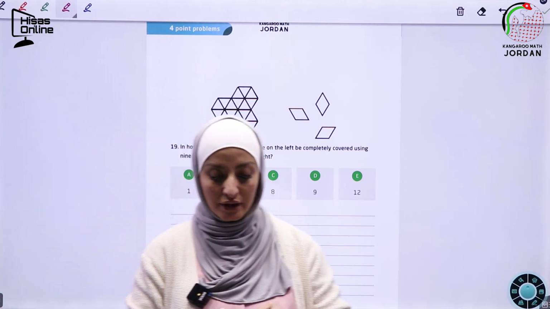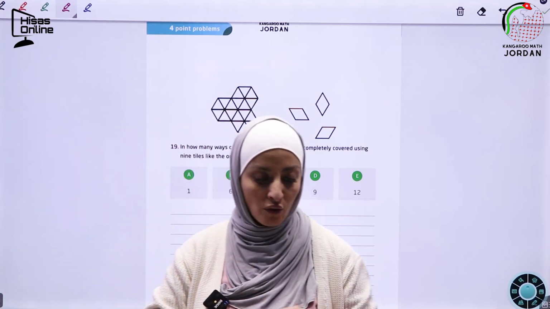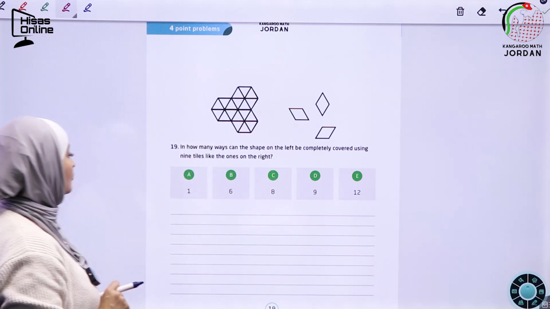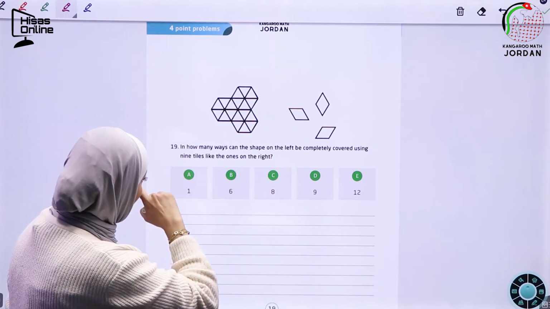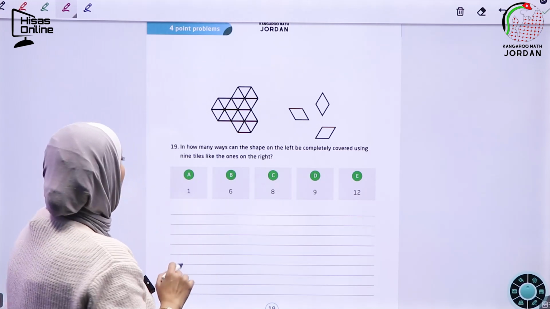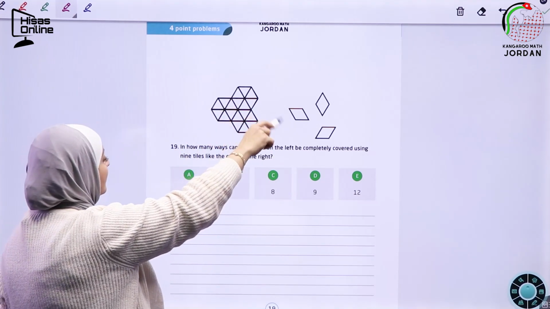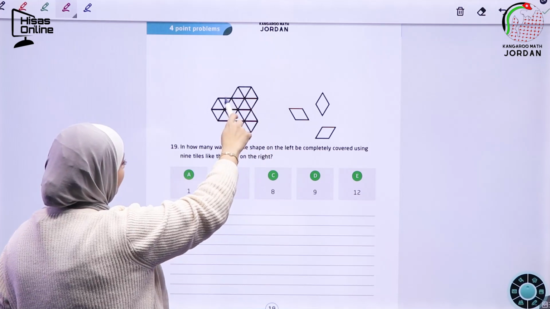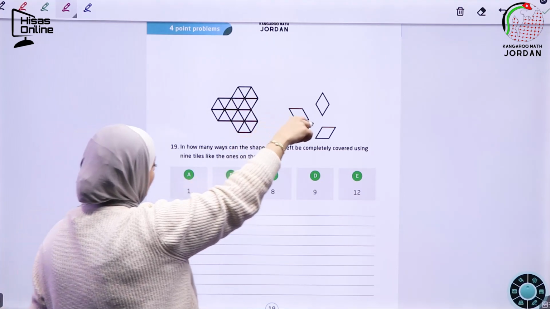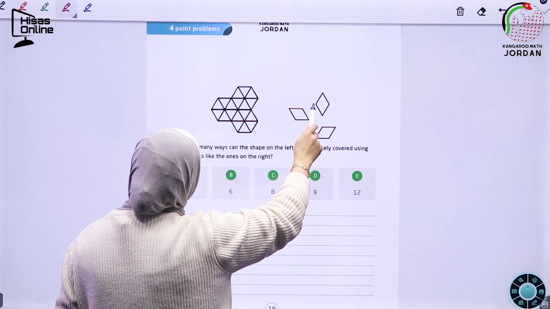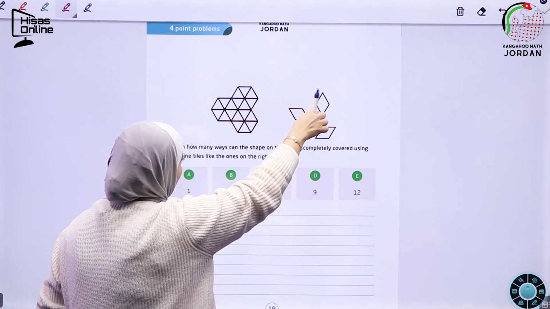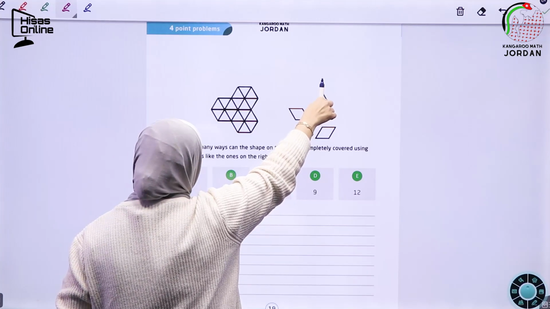That's good to see this type of question, which is also related to algebra. In how many ways can the shape on the left be completely covered using the 9 tiles like the one we have on the right? So we have 9 of these, and I want to place them and take into consideration how many ways. Yani I cannot rotate anything.